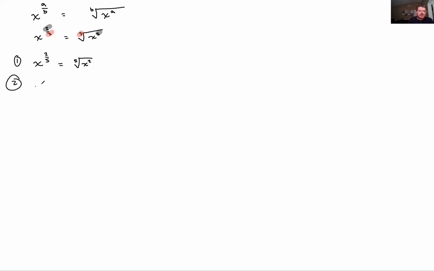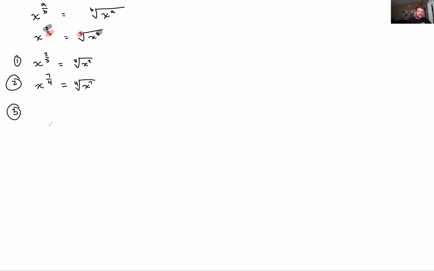If I have something like x to the 7/4, 7's the numerator, so that goes on the inside. 4 is the denominator, so that goes on the outside. It's going to be the same idea going the other way.